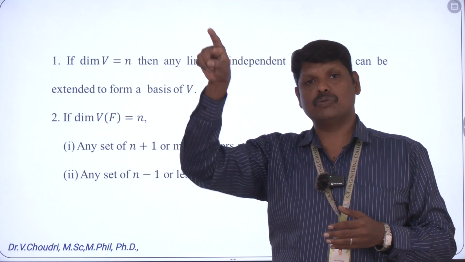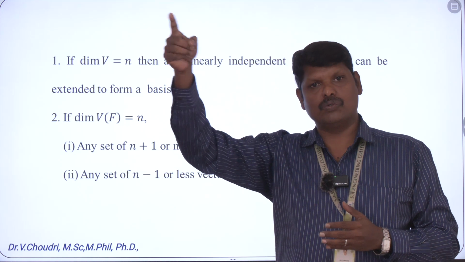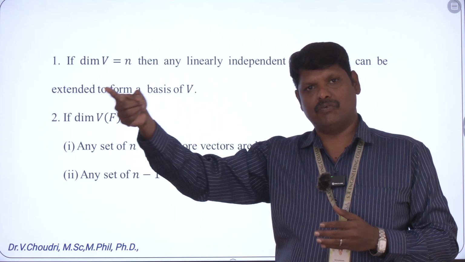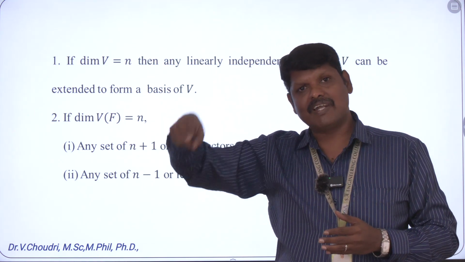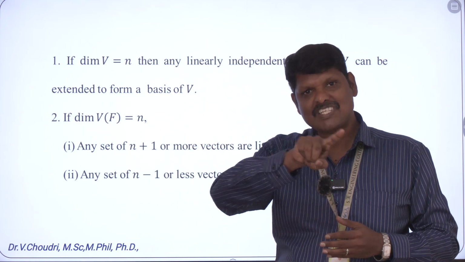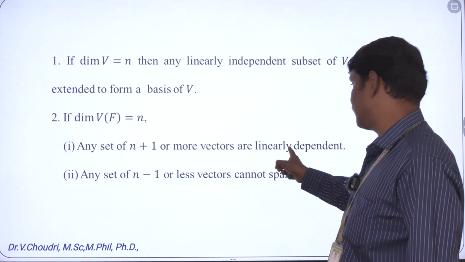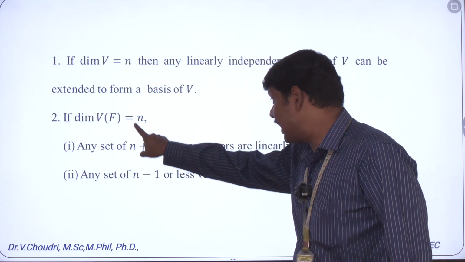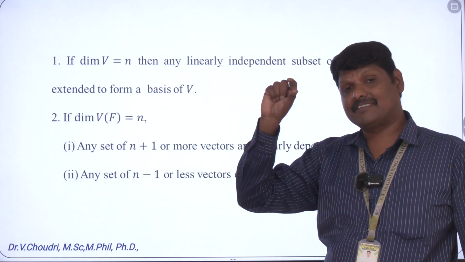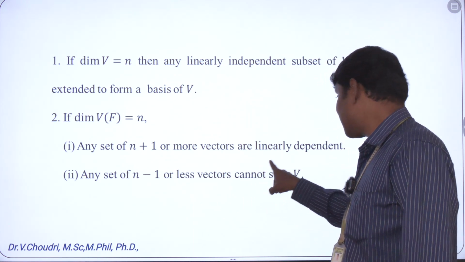Just adding these two vectors, 1, 2, 3 and 2, 3, 4, gives 3, 4, 7. So the third vector is dependent on the first two vectors. That's why, when we add one more vector, it becomes linearly dependent. The set of n minus 1 vectors already exists; if you reduce any one vector, it cannot span V.